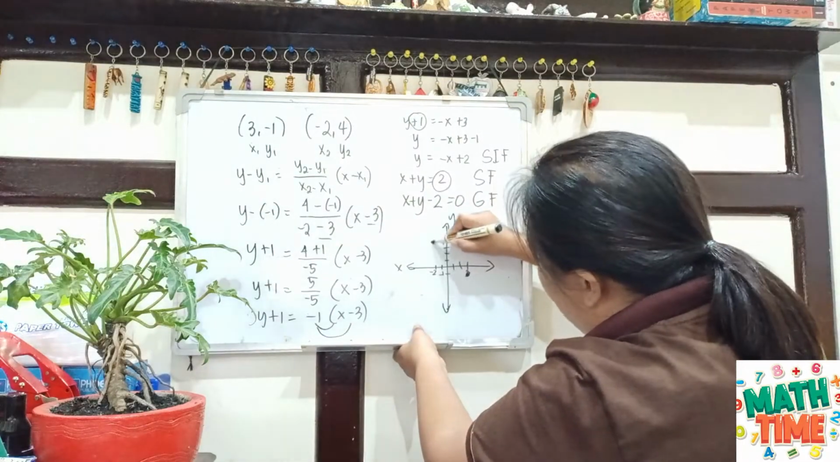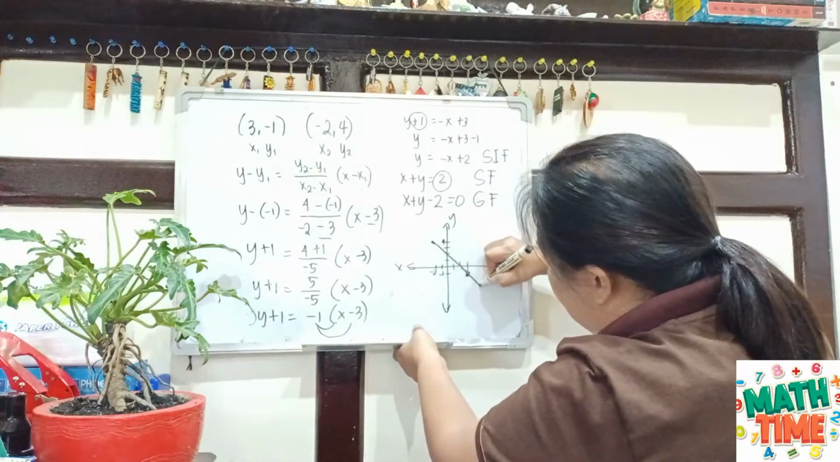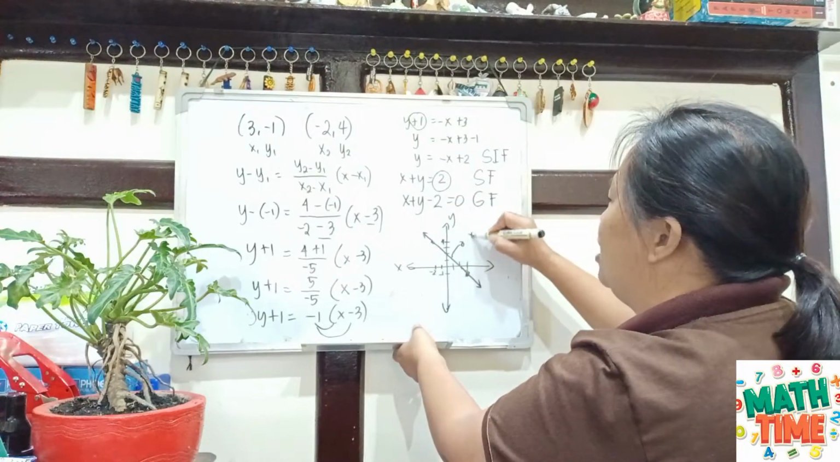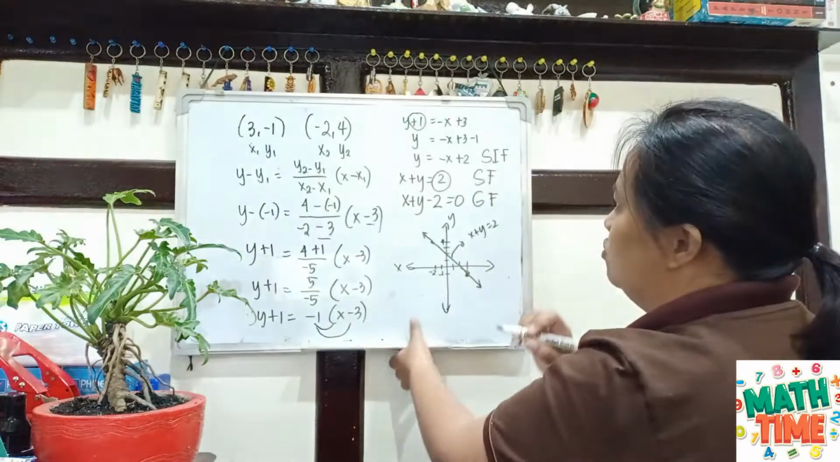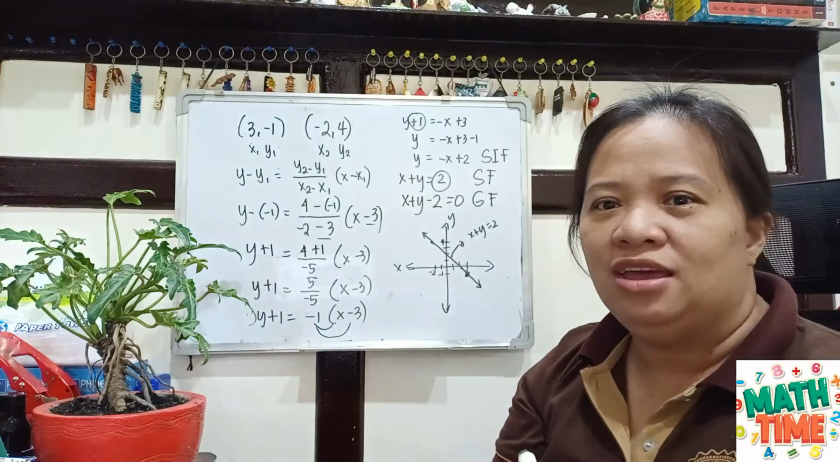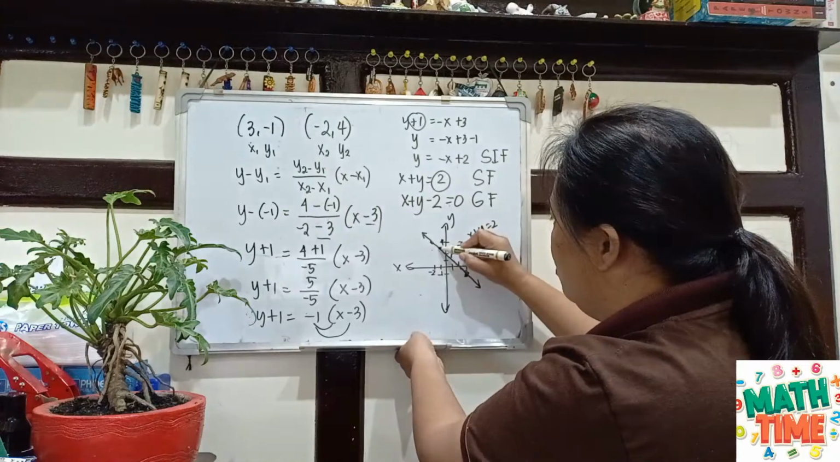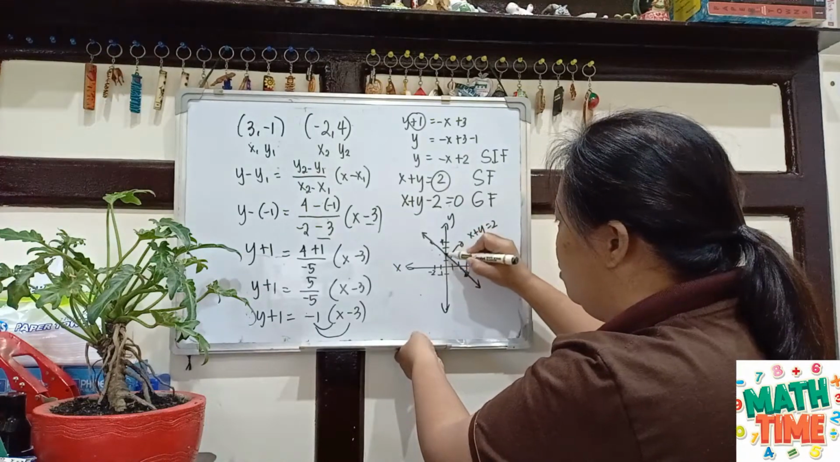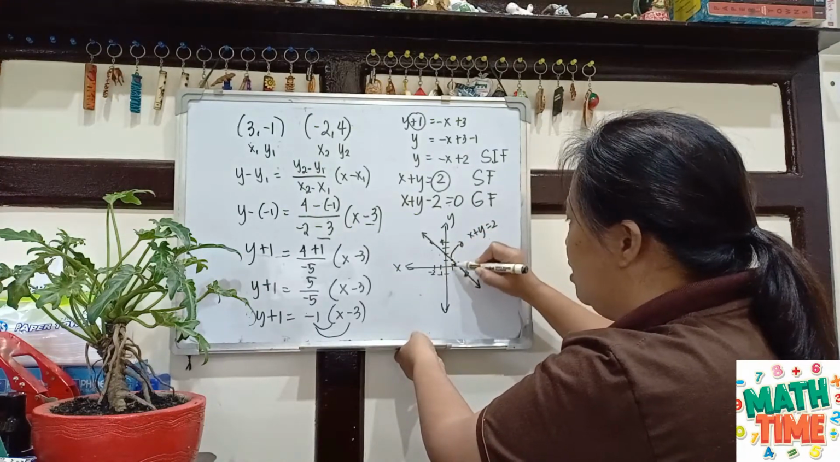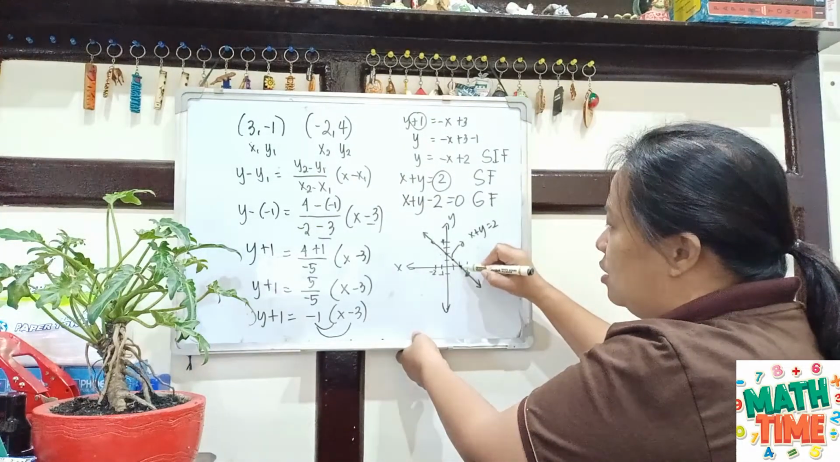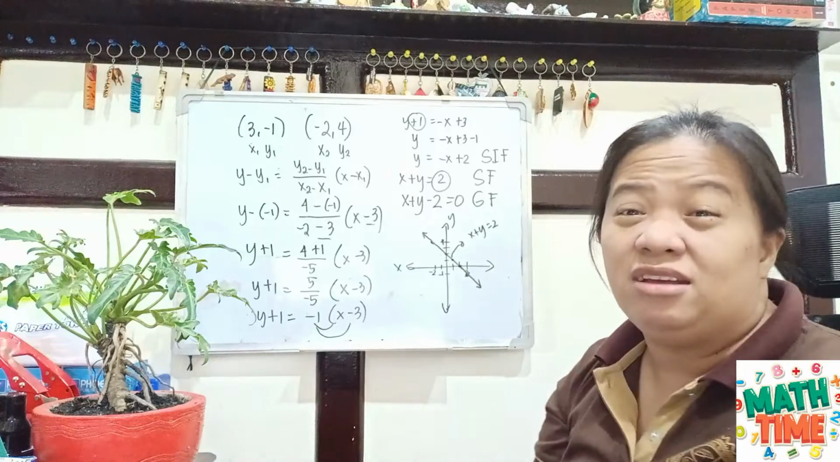when you graph it, it would look like this. This is now the graph of x plus y equals 2. Okay? The slope is negative 1. From this point, go down 1, run 1. From this point, go down 1, run 1. Go down 1, run 1. Go down 1, run 1. So they all lie on the same line.